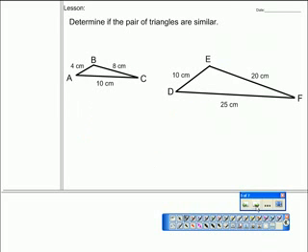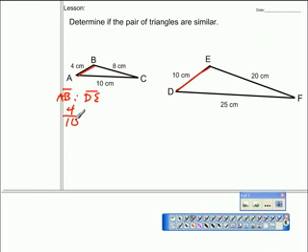The other way to determine similarity is to take and set up the lengths of the corresponding sides as a ratio, and then see if I get the same ratio for all three sets of sides. So in this triangle, AB corresponds to what side in DEF? DE. So AB corresponds to DE. And what is the ratio of their sides? 4 over 10.